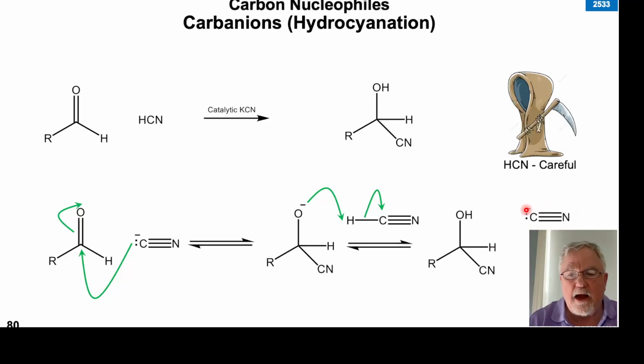This cyanide now can wander off and find another aldehyde or ketone, whatever the case may be. And we eventually get through all of our reactants to get a high yield of this cyanohydrin. That's what we call this particular alcohol, because it has a cyano group attached to the same carbon as the OH group.